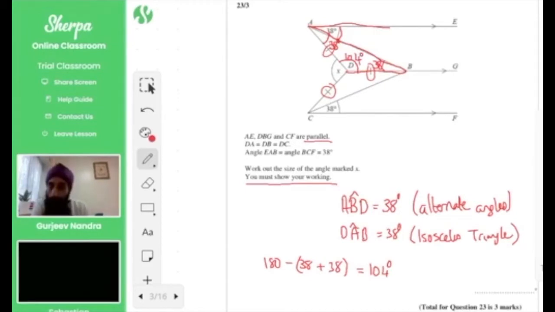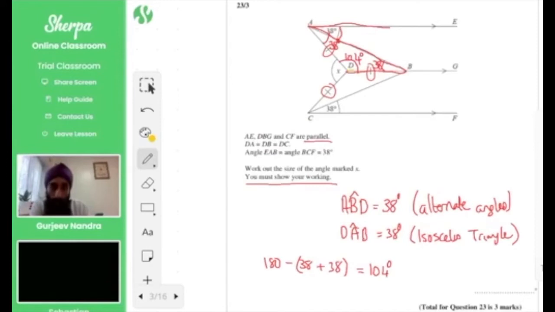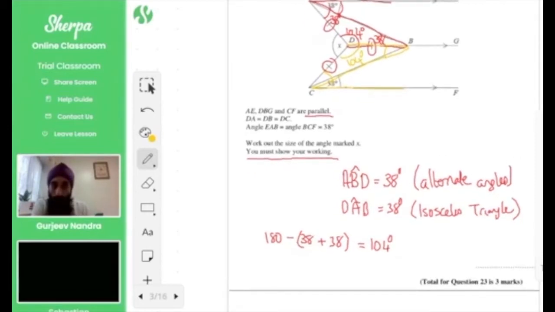Now you'll notice the triangle at the bottom is identical to the triangle at the top. In case you're unsure why, well, there's another Z, and I'll just change the color on this. There's another Z angle that exists here, and it includes that same angle of 38 degrees. So that would be 38, this would also be 38, and this angle here would be 104. So the final mark from this question would be to actually work out the x.